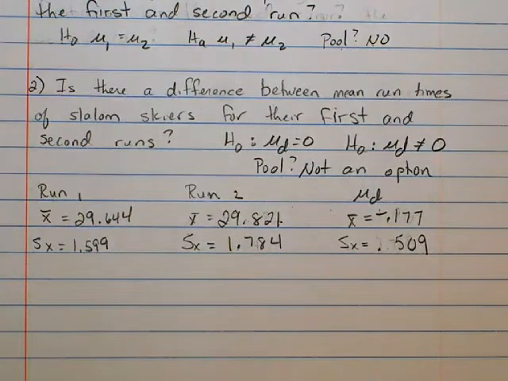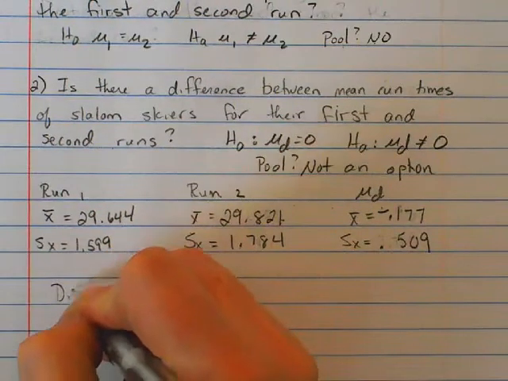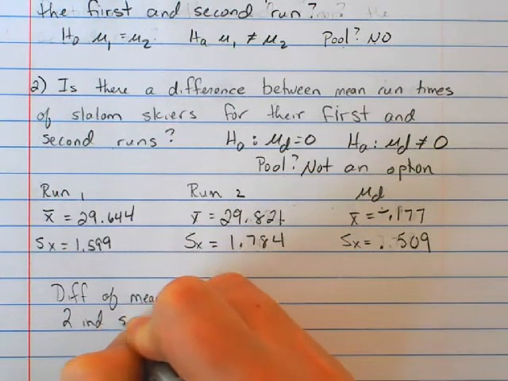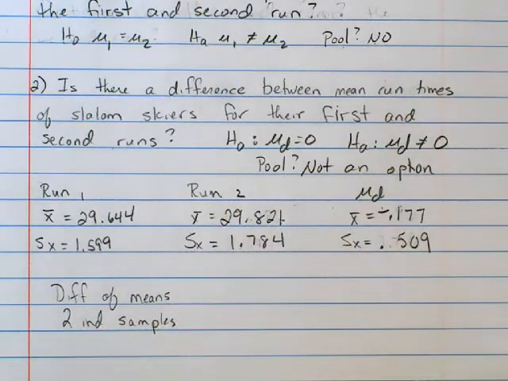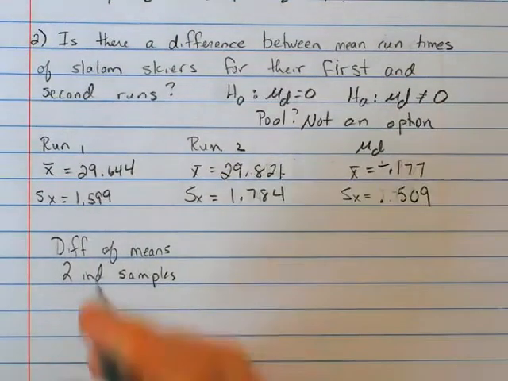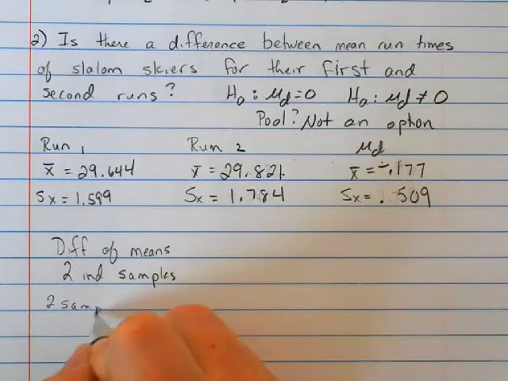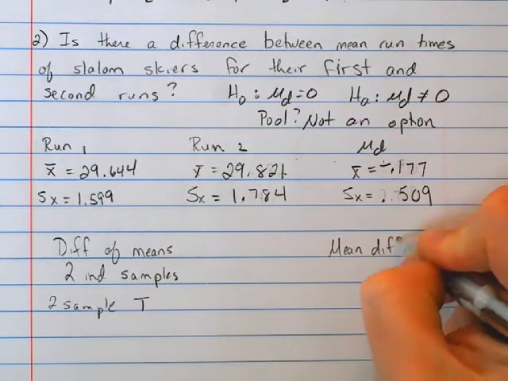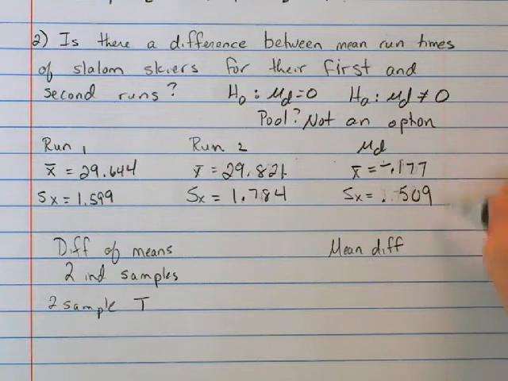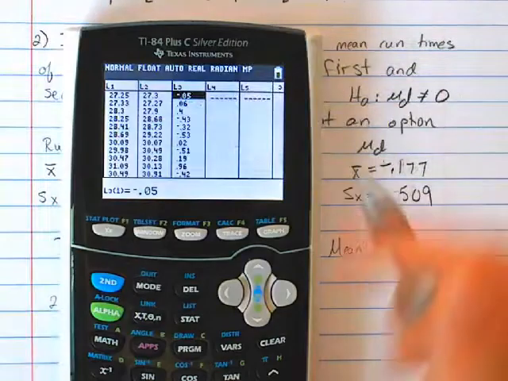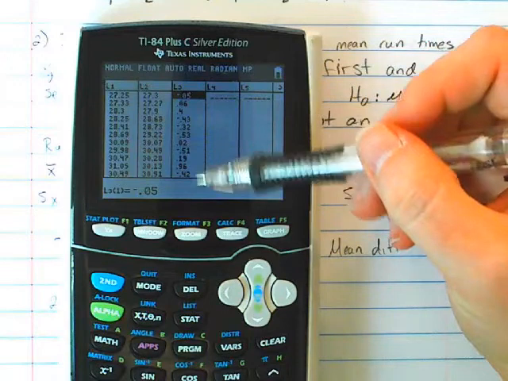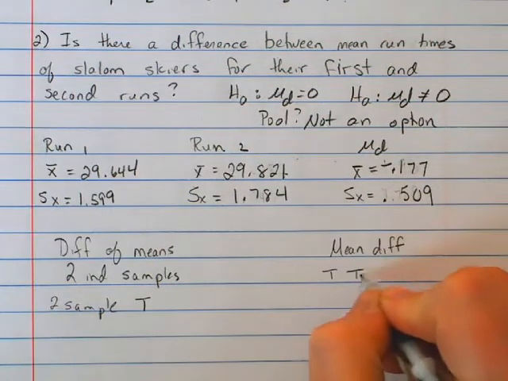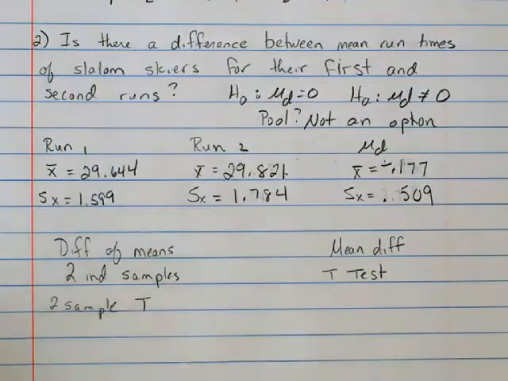Here's one of the biggest differences. If I'm doing a difference of means test, so if I have two independent samples, then I'm going to do a two-sample t-test. However, if I'm doing a mean difference, I now only have one set of data. I have the list that's the difference. So I'm only going to look at this one column of data. So I'm not going to do a two-sample t, I'm just going to do a t-test.